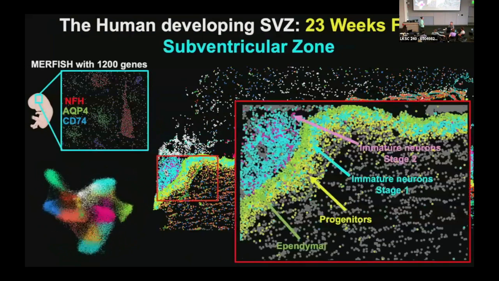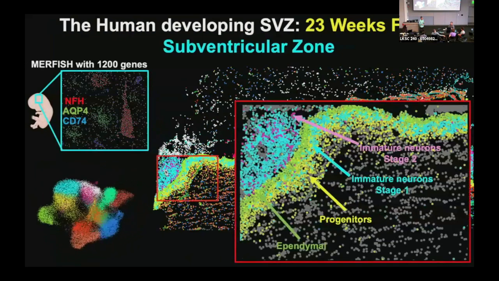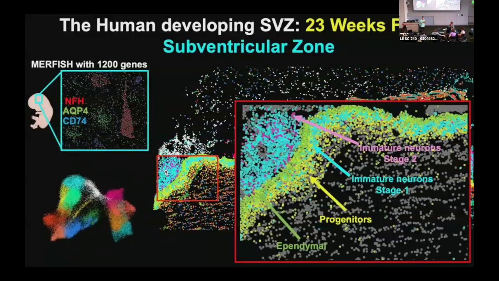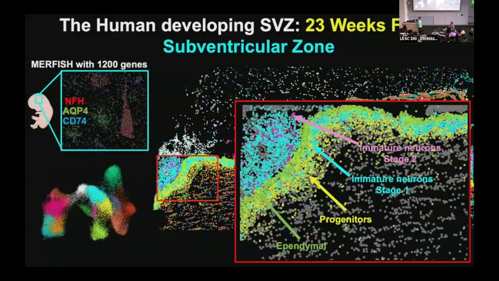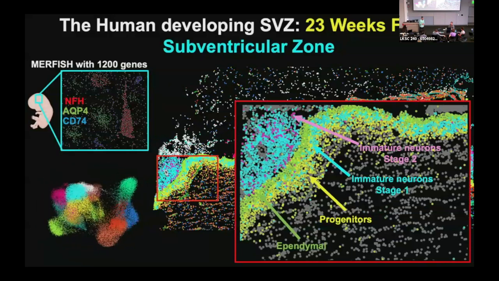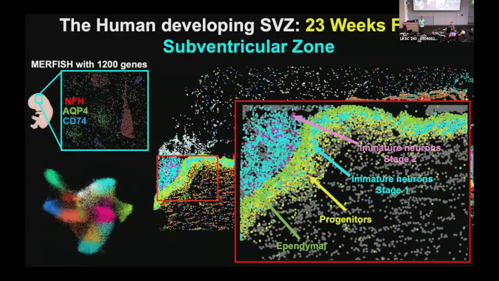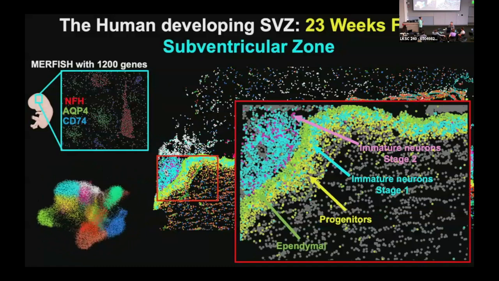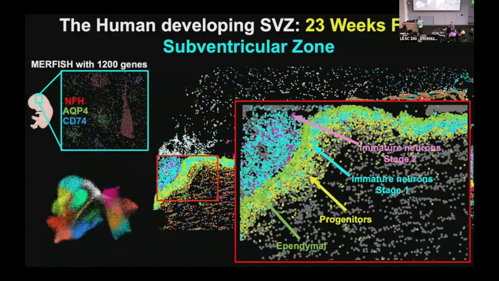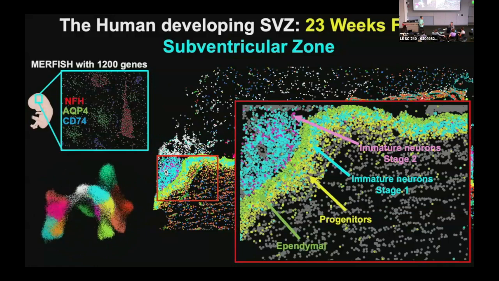And we identify all these progenitor cells that are active and generating immature neurons, stage 1, immature stage 2. So all the stages of immature neurons. And we have a pretty good understanding of this process now because of this approach. And we know where they're going and what genes they are expressing. And again, this is going to be available to the community.